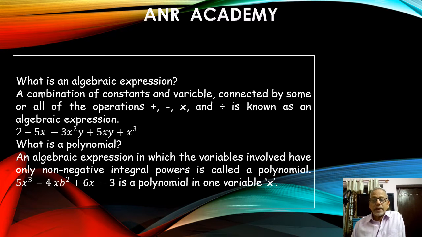This is an example of an algebraic expression because we have some constants like 2, 5, 3, 5, and these are connected with mathematical operations like plus and minus. And we have some variables also, like x and y. So this is an example of an algebraic expression. Now the next question comes.